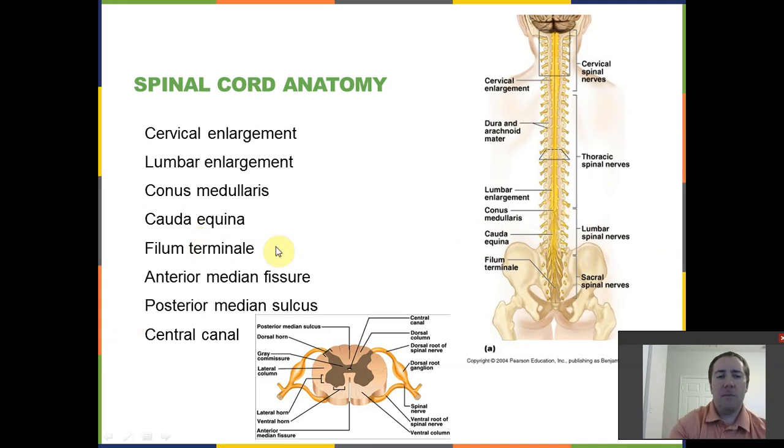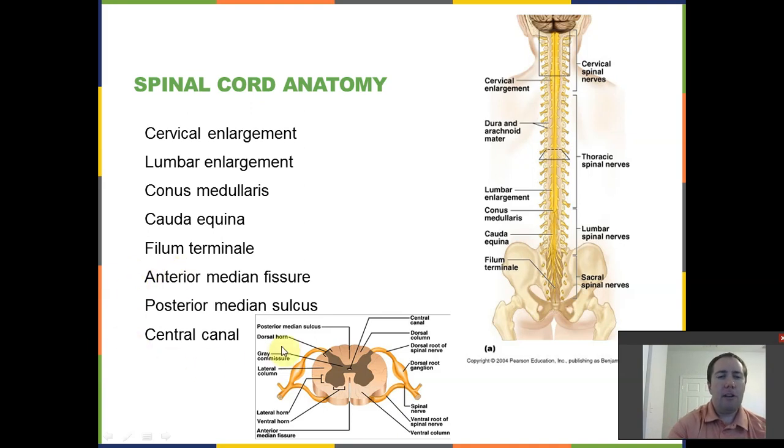The filum terminale is the very, very bottom tip of the spinal cord. So there's one of those hairs of the cauda equina that continues straight down. The rest of them kind of curl off a little bit, but there's one of them that continues straight down. In the very tip of that is the filum terminale.